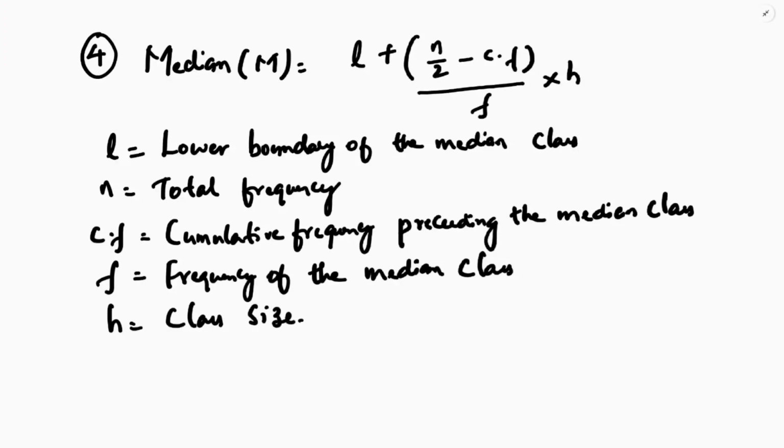So in this way we need to explain all the terms. Here once again, L is lower boundary of the median class. N is total frequency. CF is cumulative frequency preceding the median class. F is frequency of the median class. And H is class size or length of the class.